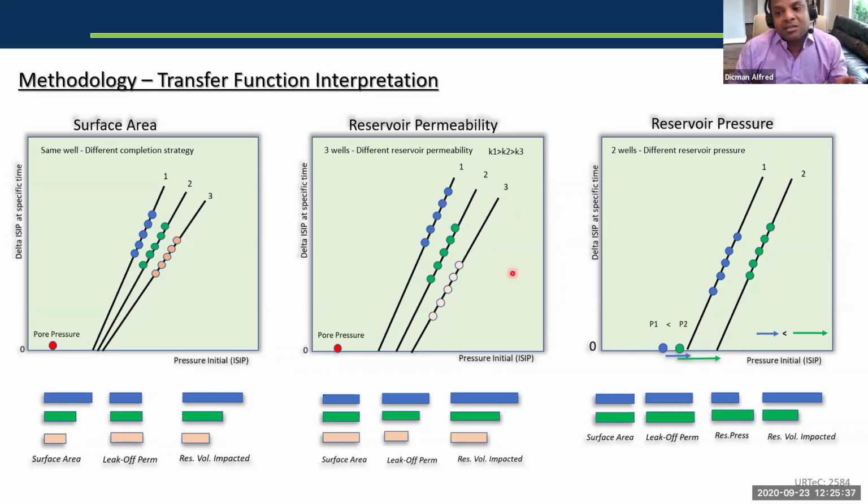You could also have the same status with permeability. So what I'm trying to say is, when you interpret these transfer functions, you have to think of all these three things, because the way the pressure decreases or increases is a function of three things: surface area, permeability, and reservoir pressure. Having got that out of the way, that's the only technical part I'm going to show you today. And now we are going to talk about the results.